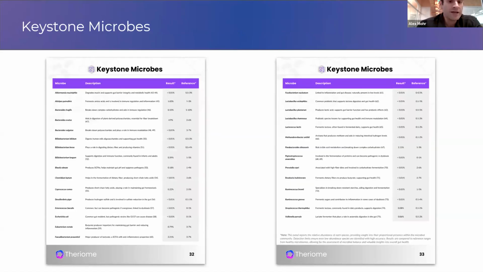After this, we have a more traditional component of the test looking at keystone microbes. Again, in many ways, it's what you would see in other tests on the market. This is a feature of incorporating the new and the old, to have components of the test that might be more familiar to you: what the implications of these different microbes are, what we're seeing in terms of the result, and where you fall in reference to a large pool of metagenomes from other microbiome samples.